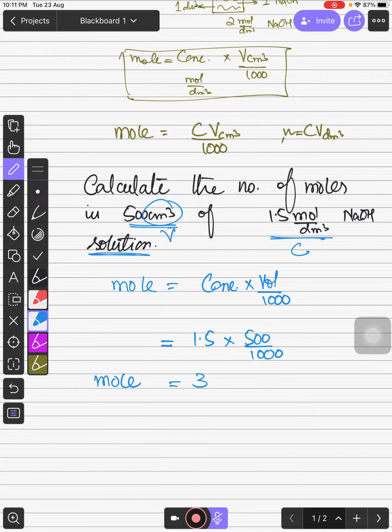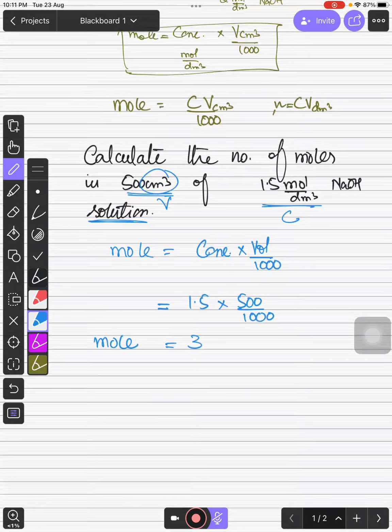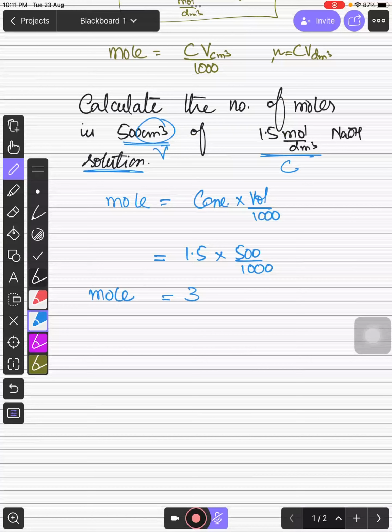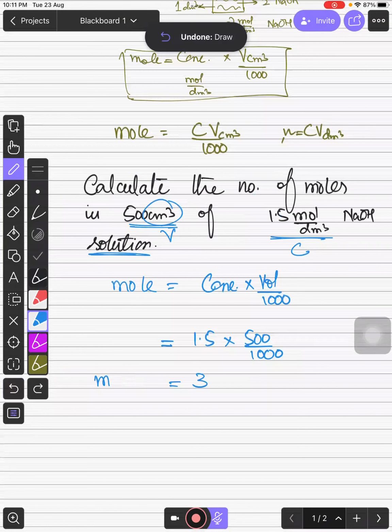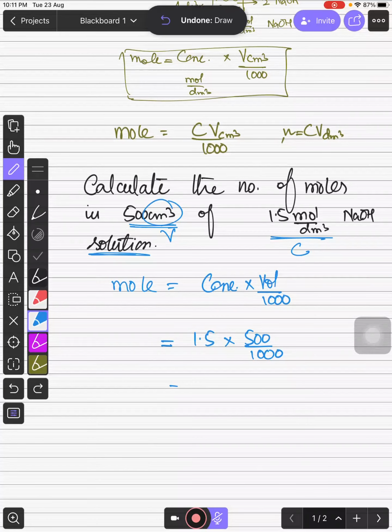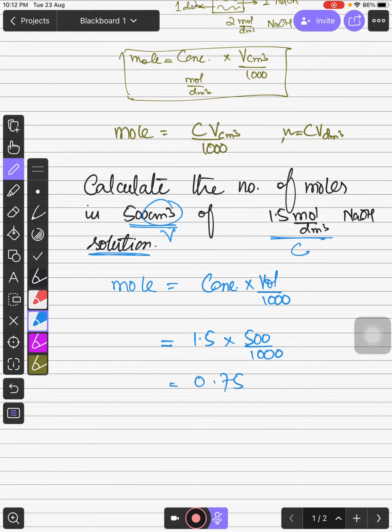Right, bachcho? Sir, isn't it 0.7? Yes sir, 0.75 है sir. 0.75 है, okay, my bad. तो मैं इसको 0.5 पर, ये हो गया 1.5 into 0.5. Oh right, it is 0.75 moles, right? That's great. It is 0.75 number of moles.